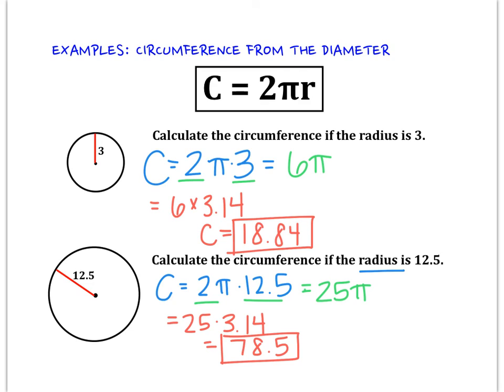So you're going to practice this on your own now. Don't forget, when you have a radius, multiply it by 2. If you have the full diameter, you're just going to take it and multiply it by pi.